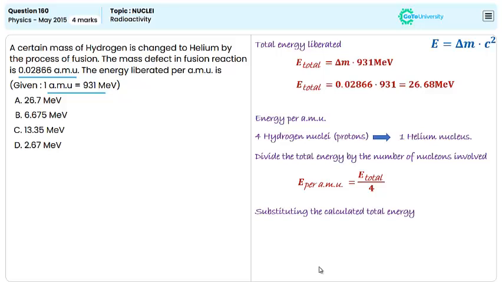Substituting the calculated total energy, we get E per AMU is equal to 26.68 by 4, which is nothing but 6.67 MeV. Thus, the energy liberated per AMU is 6.675 MeV, so the correct option is option B.